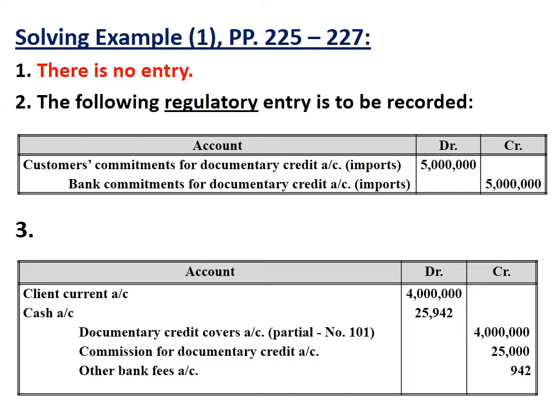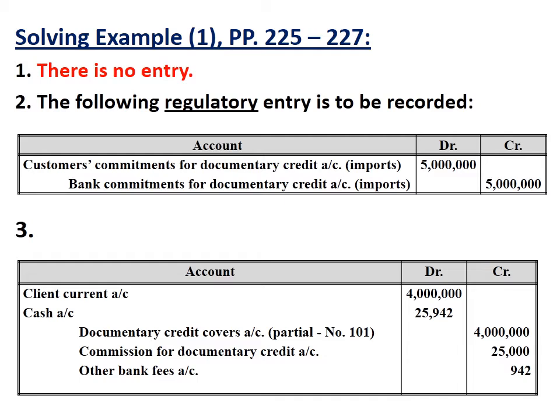Then we recorded the documentary credit covers, that is number 101, 4 million. Then the other bank fees, 942. And the commission for documentary credit, that is 0.5% of the whole value of the credit. That is 5 million times 0.5%, which means 25,000. 25,000 plus 942 gives 25,942. That is what we got in cash.